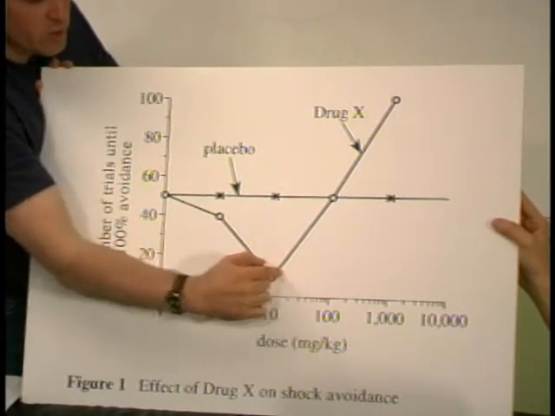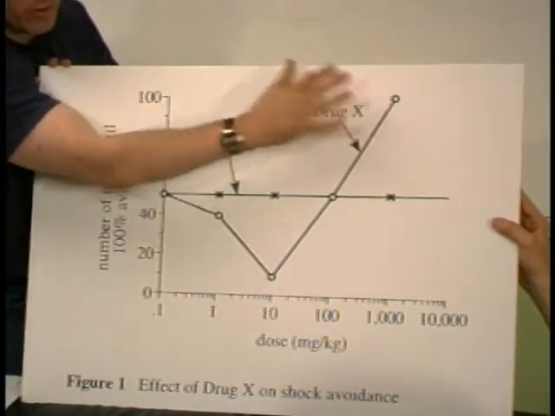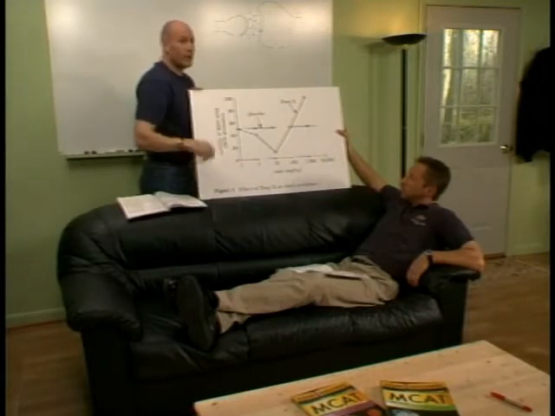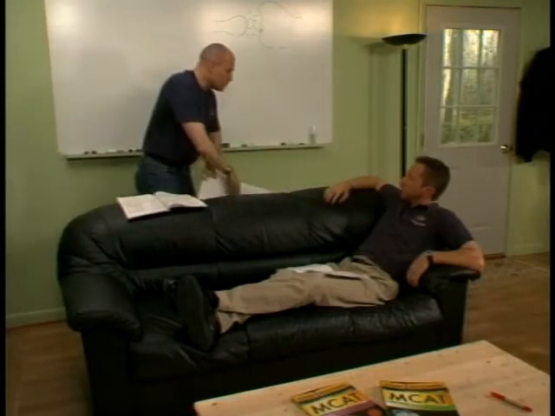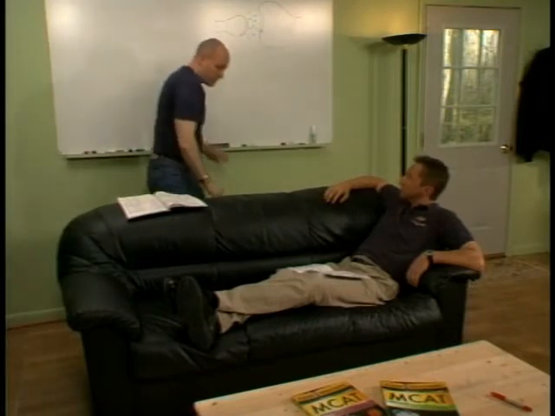If we add too much X, look what happens. Trials go back up. And so they're not as smart as they were. So initially, drug X seems to make them smarter, and then they're not so smart. And that kind of goes with what we said drug X does. It allows more of the signal to get across.